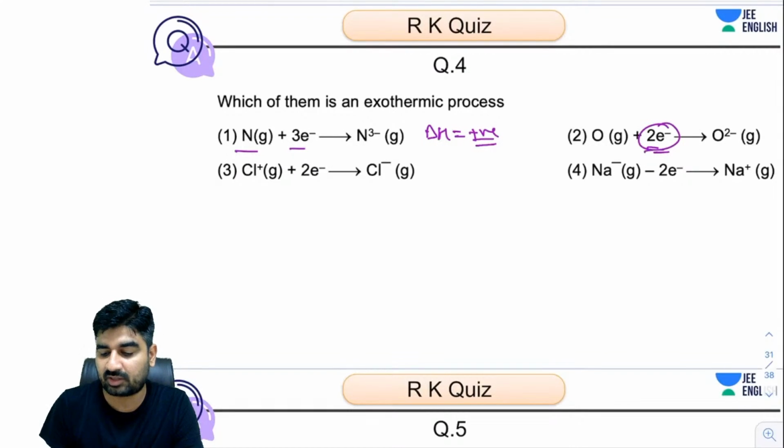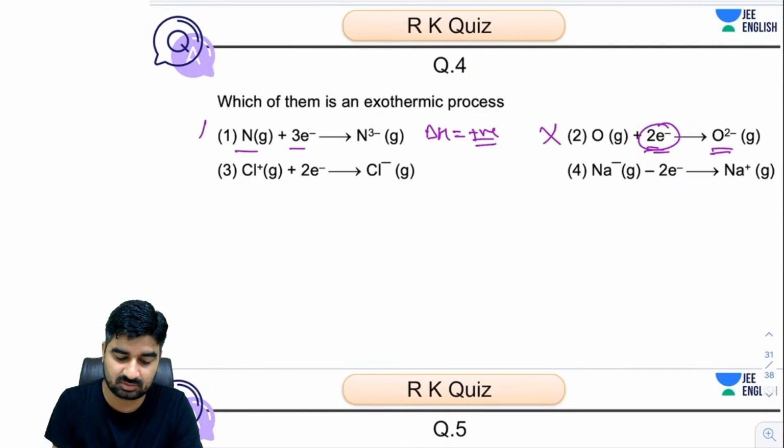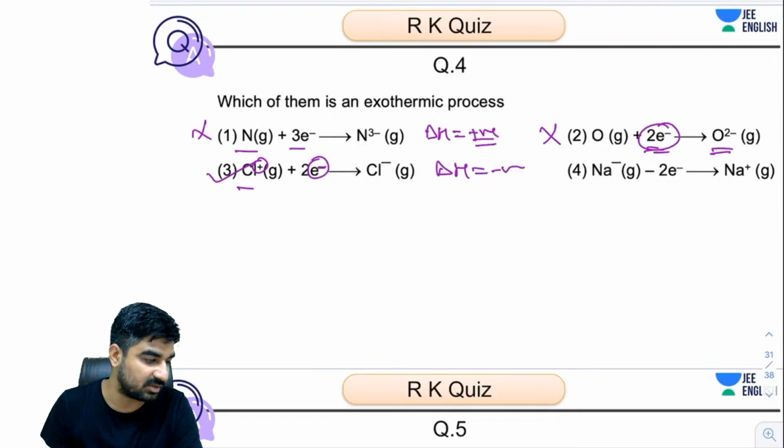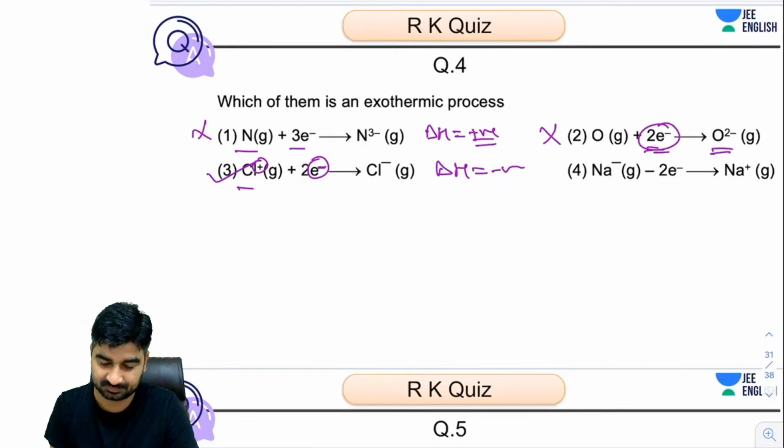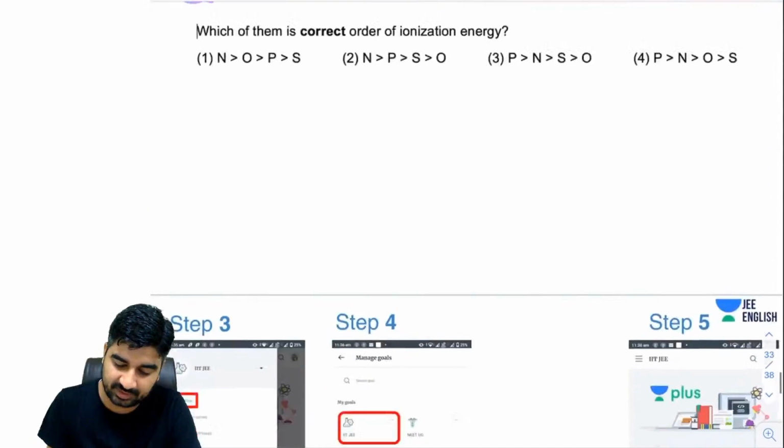Again, 2 electrons are added, O2 minus, no. If one had been there, then it would have been exothermic. No, no. Positive and electron, yes, this is exothermic. So 3 will be the answer. Yes, Jack. Yes, Manish, you are right. Good. Very good.